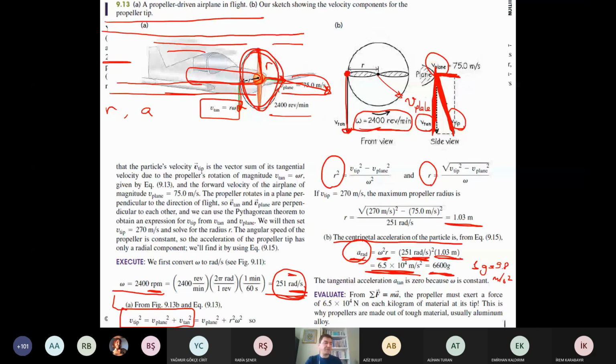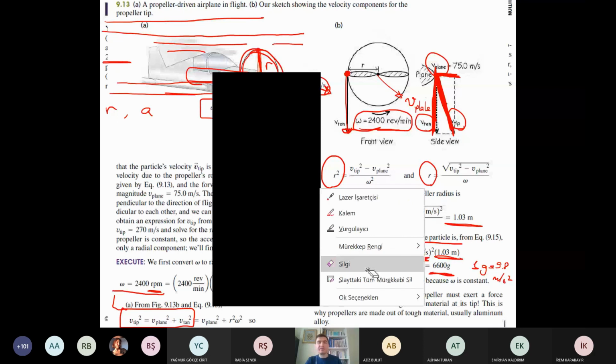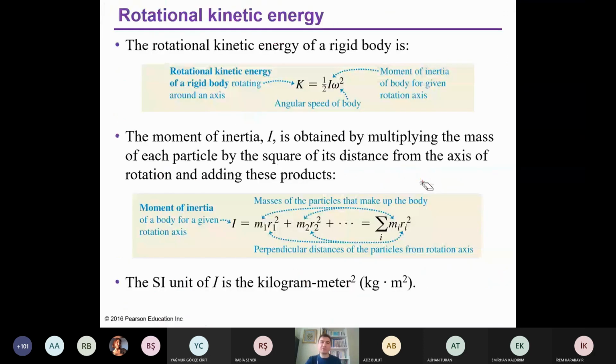Do you have any questions about this example? Okay. So next lecture, I will continue with rotational kinetic energy. You have already learned the kinetic energy in linear motion. We have discussed kinetic energy, potential energy, and mechanical energy in the previous lectures, and in the next lecture, we will discuss the kinetic energy of rotating bodies.